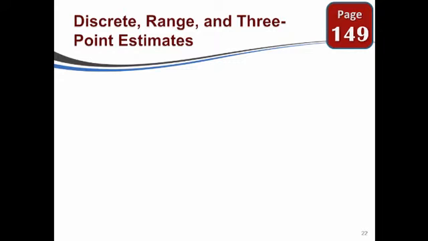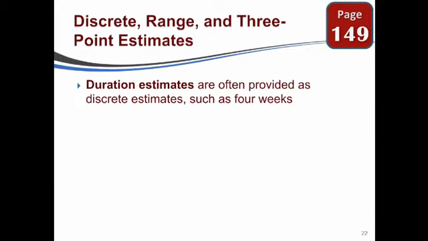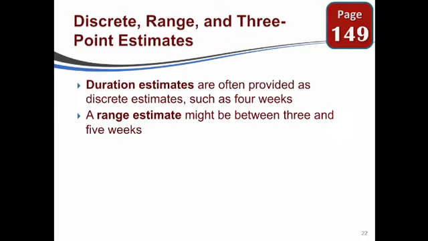Oftentimes what you'll find is that you have estimates. In other words, we've done something like this 2 years ago, and at that time it took 4 hours, so now we're going to estimate that it's going to take 4 hours again. But duration estimates are often discrete estimates. In other words, they have a specific point of time. Some of them are range estimates, which means they take 3 to 5 weeks or something like that, depending on the expertise or the availability of resources that you have.